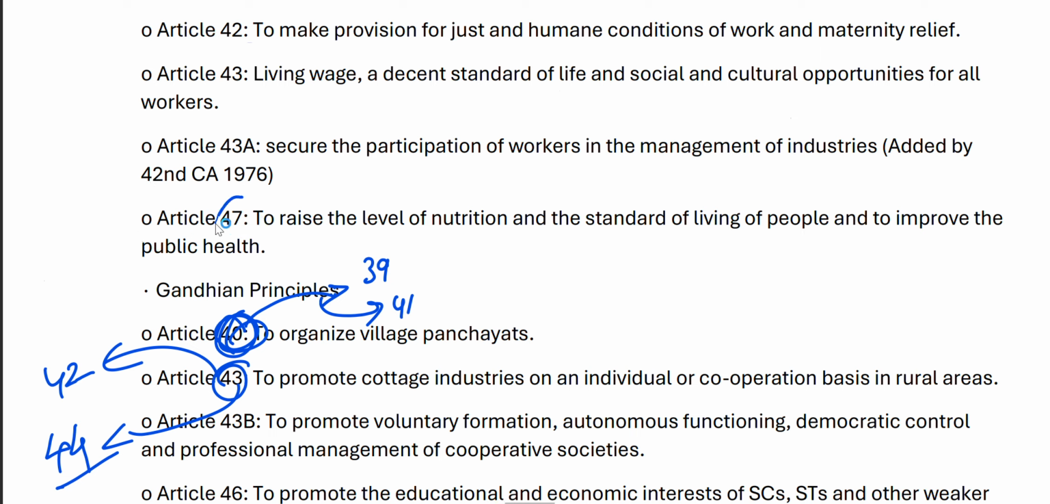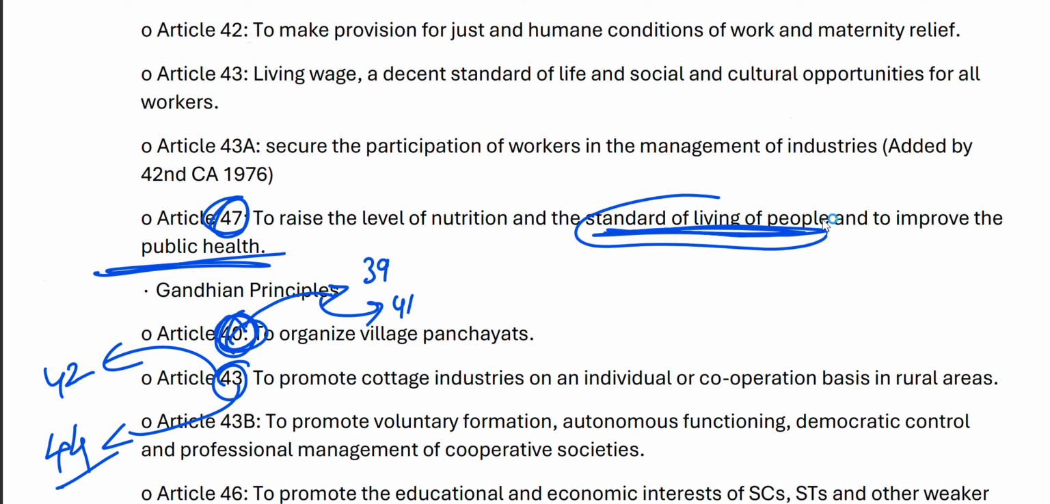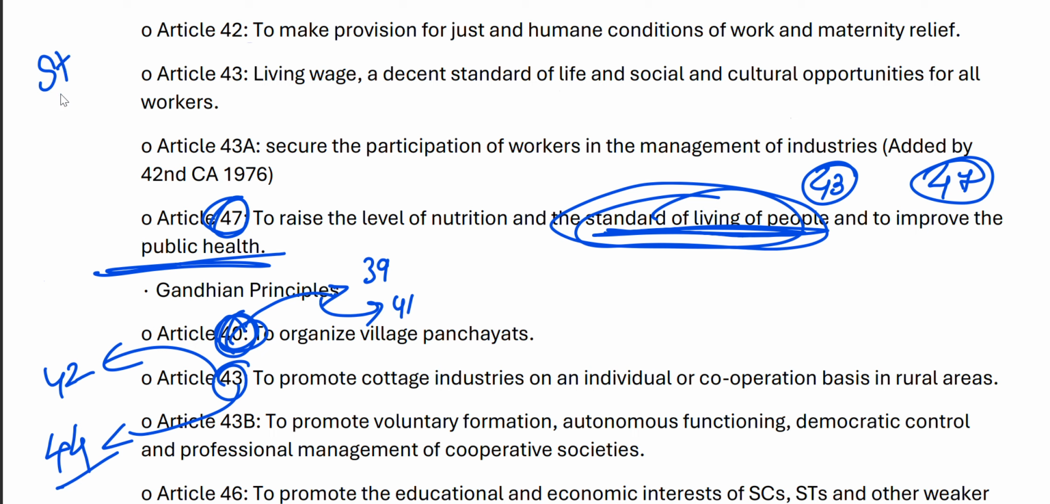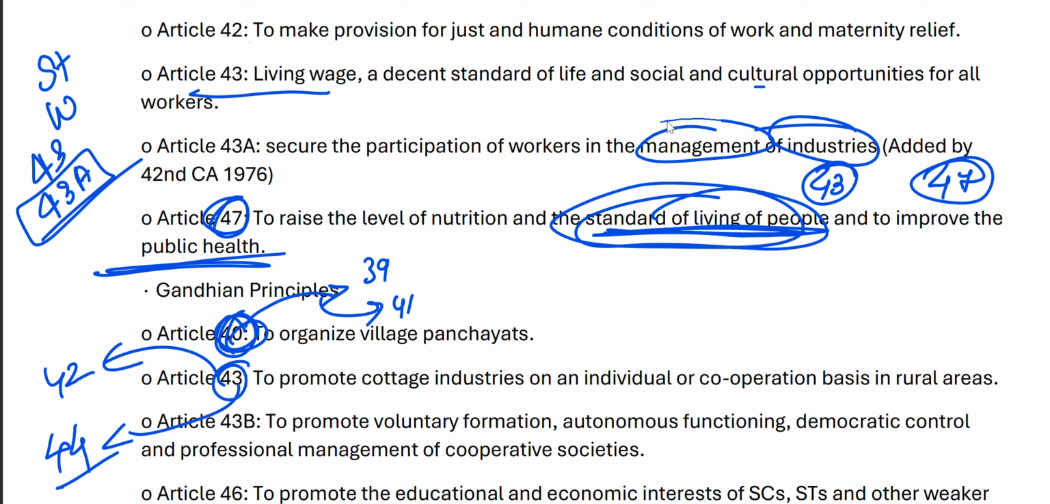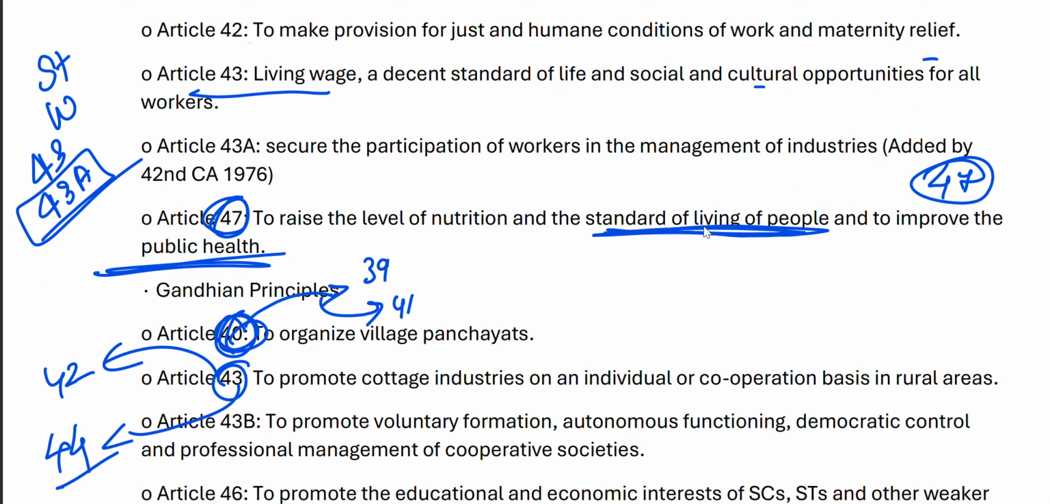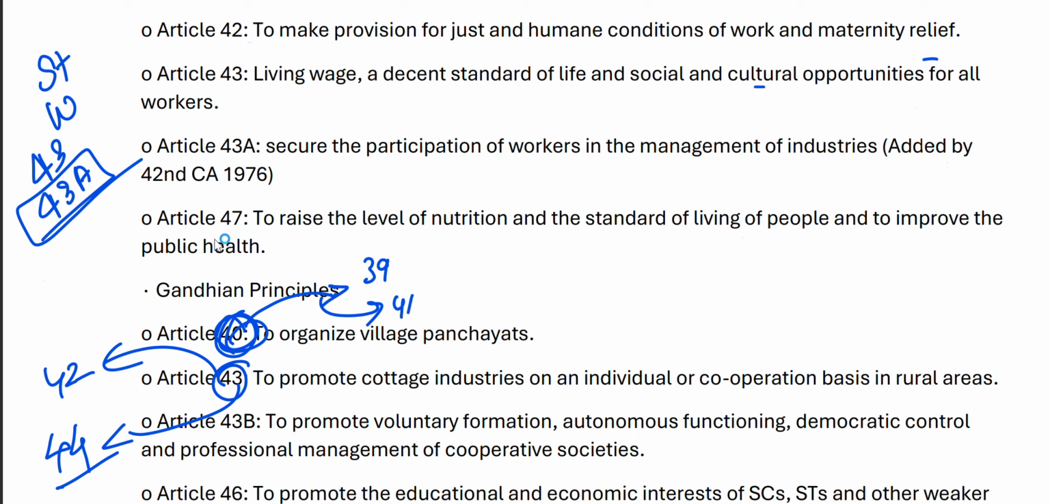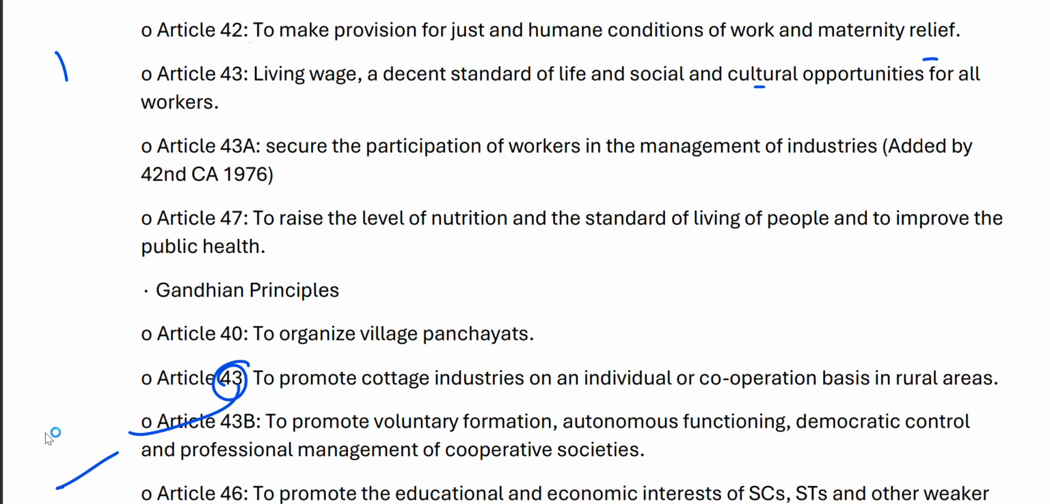Let us go for 47, which is related to the standard of living of the people and the public health. When standard of living of the workers, we have 43. The standard of living of the people and the public health is 47. Workers is 43. 43A is participation of the workers in the management of the industries. It is added by the 42nd Constitutional Amendment Act. 39F and 39A are added by the 42nd Constitutional Amendment Act. And 47 is related to improving the standard of living of the people and improving the public health.